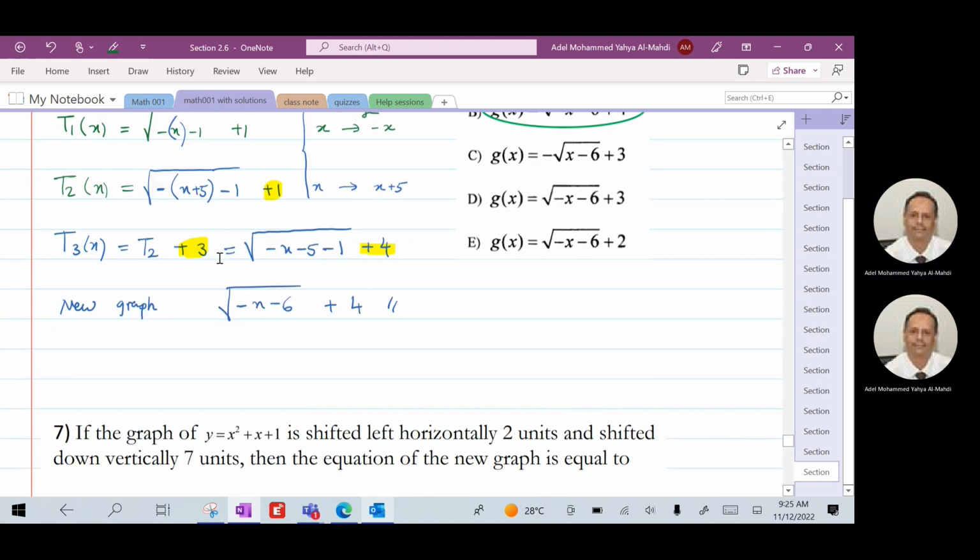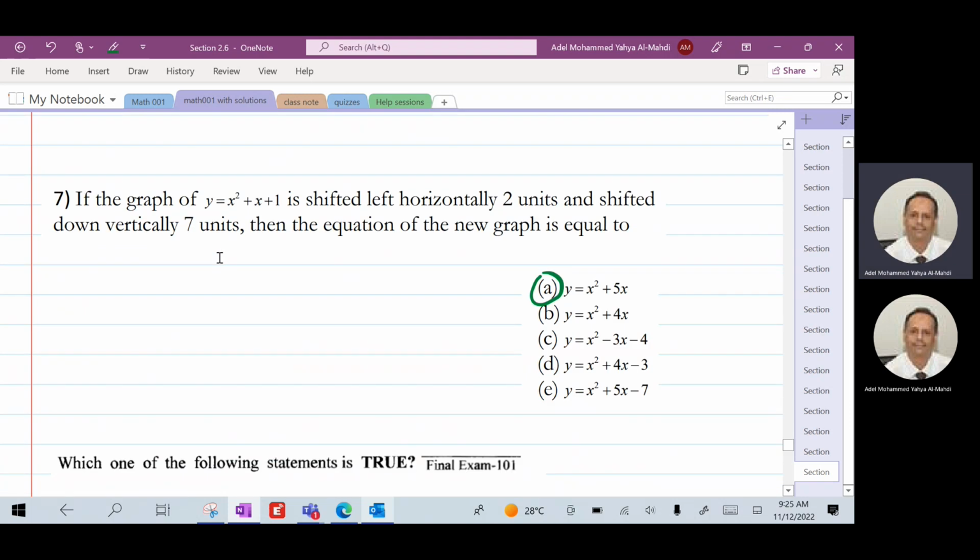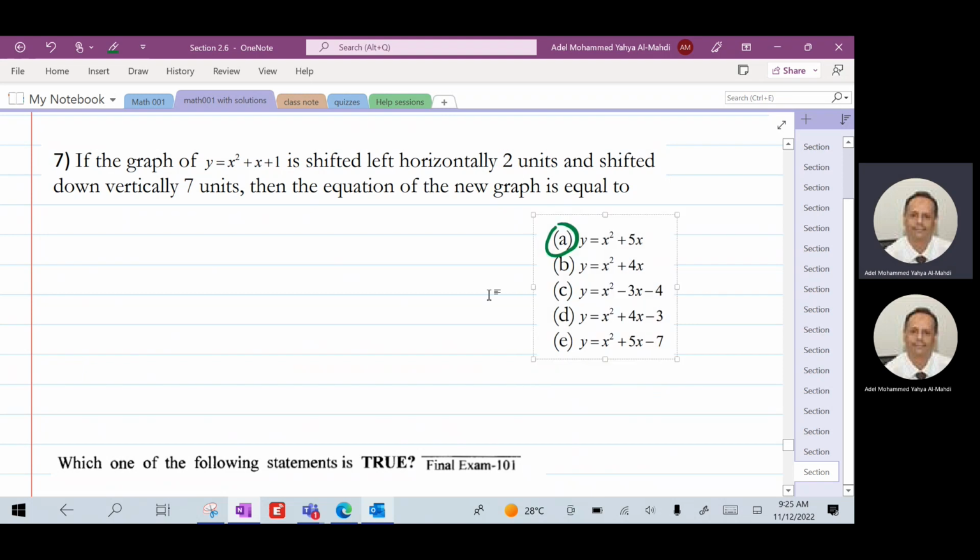Also, the same question, so repeat the same questions. We are given here the original one, which is quadratic. Let me call it f of x equals x squared plus x plus 1. Of course, by the way, this one is bigger than or equal to 1, for your information. Let me write here, it is bigger than 1.